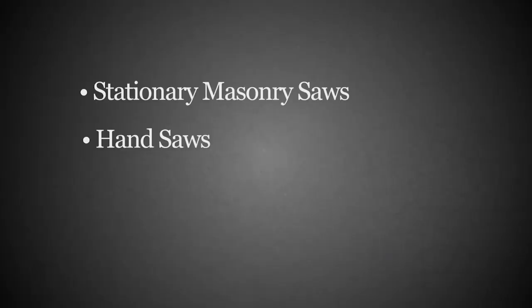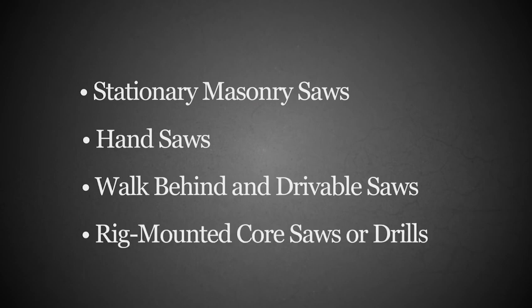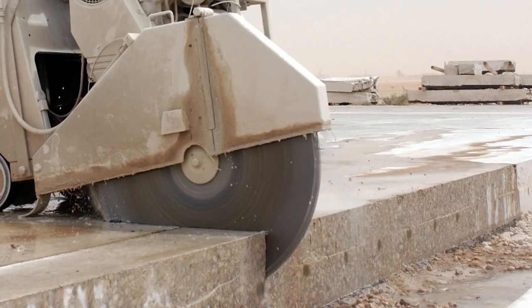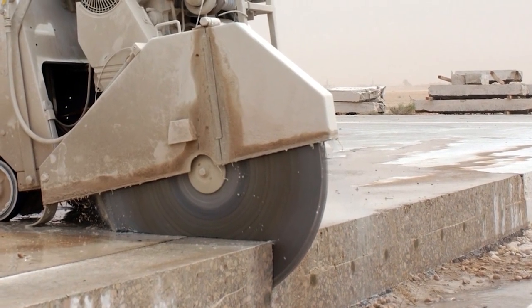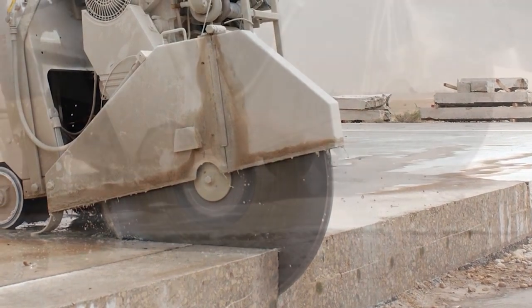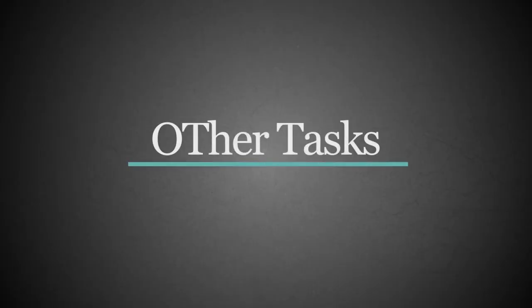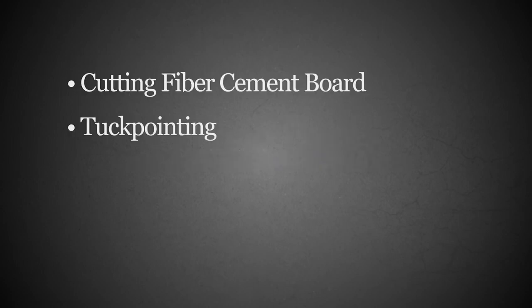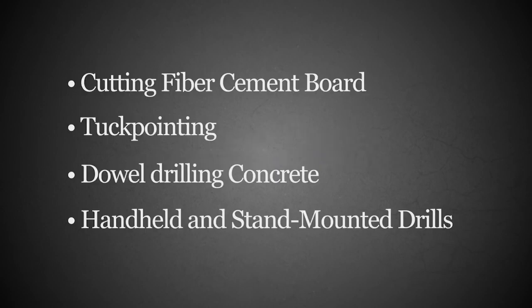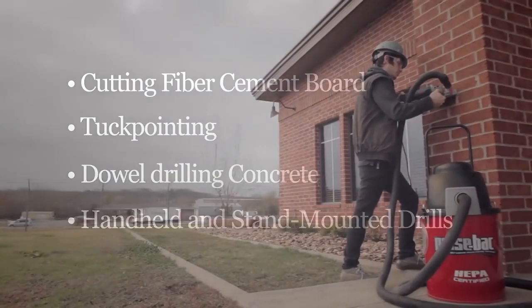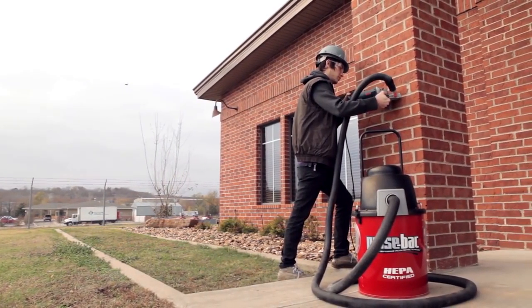Stationary masonry saws, power saws, walk-behind and drivable saws, rig-mounted core saws and drills. For these types of tools, a water delivery system must be used to feed water to the blade and bit, and this will help minimize the dust. Other tasks like cutting cement board, tuck pointing, dowel drilling for concrete, handheld or stand-mounted drills, such as rotary hammers or hammer drills, can use a dust collection system.